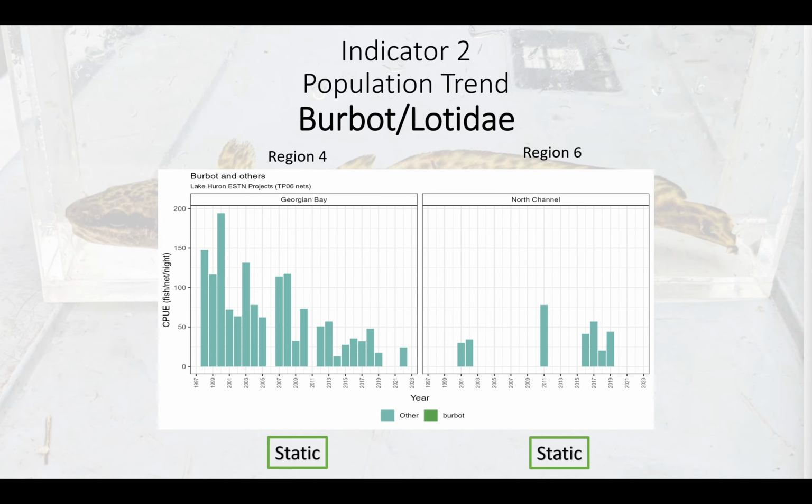Looking at the early spring trap netting, same thing. It's really hard to make out any green there. For burbot, it could just be because the burbot might not recruit well to the gear that's being utilized. But overall, just utilizing the data that we have available, we're not seeing any significant increases or decreases in the burbot in these subregions.